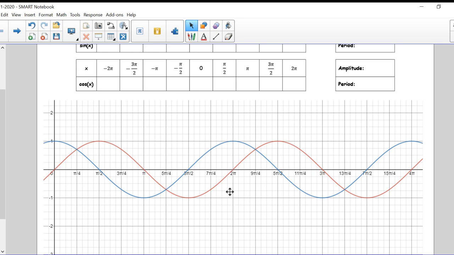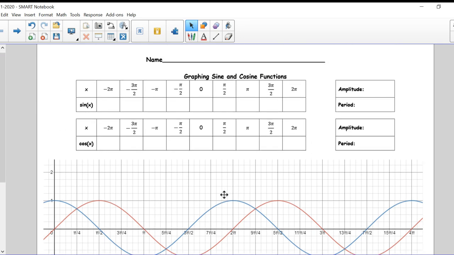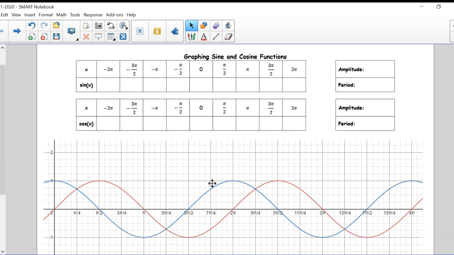Now, normally if I was in a regular class, I would give you the table of values like this and ask you to fill it in and then use the table of values to draw the graph. But because we're in this online environment, I thought I would just go ahead and show you the graph and talk a little bit about some of the things that you should have learned in grade 11 about these graphs. Here are some terms.